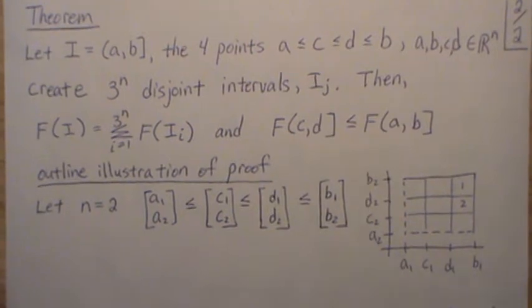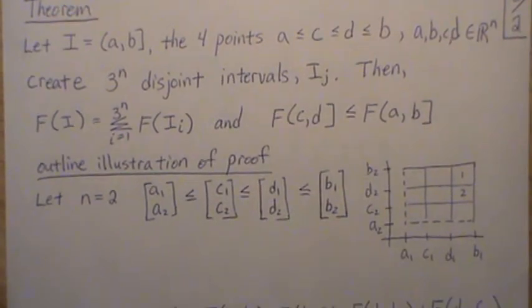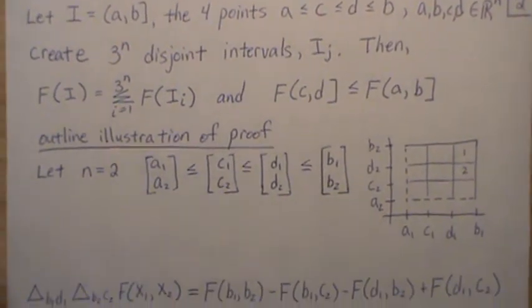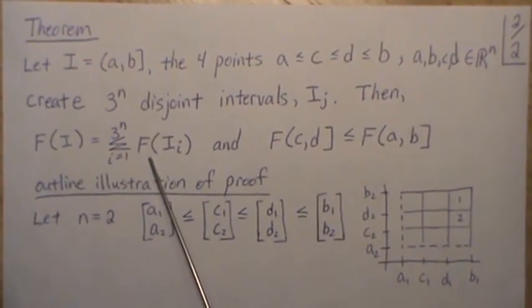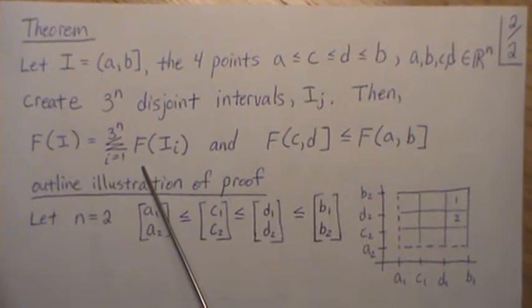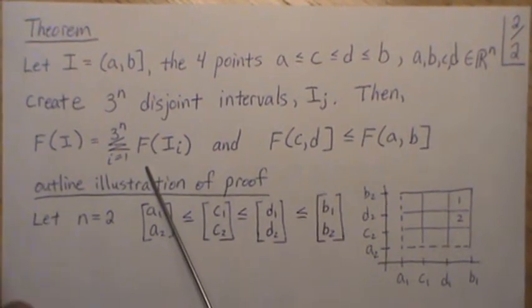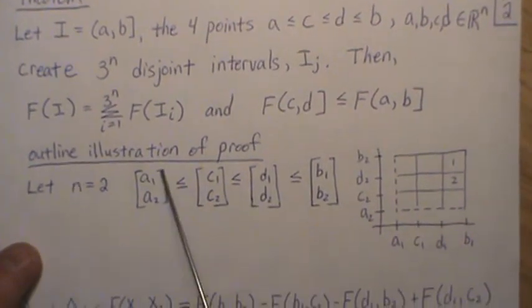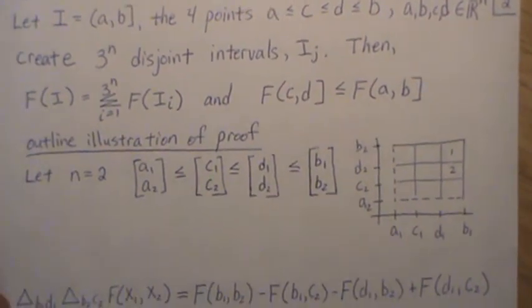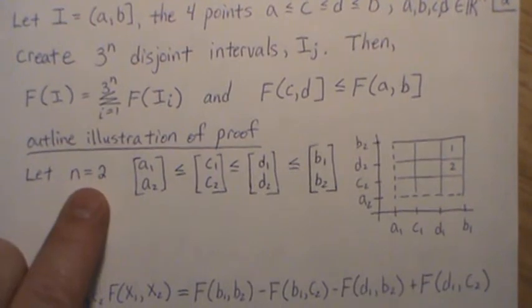And so this is analogous to the one-dimensional case, or the real number line. Now, to prove this, it's sort of tedious and quite laborious, and so I'm only going to give you an idea of how to prove it, and we'll just call it quits. So I call this an outline illustration of the proof. And we're going to do it in 2 space.